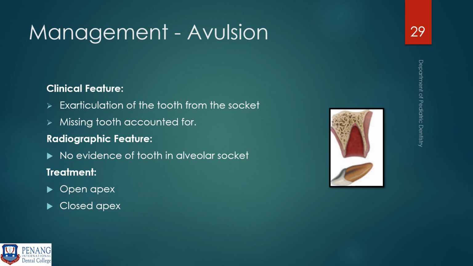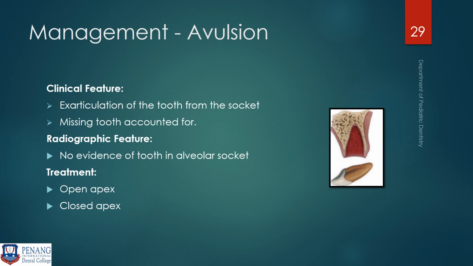All right. So most of the time when it happens, the patient will realize the tooth is missing, and then they will look around to find where the tooth is, and 99% of the time the child will find the tooth and bring it to you, maybe in a tissue paper or in a paper or in a plastic bag or things like that. But yes, the tooth will be accounted for.